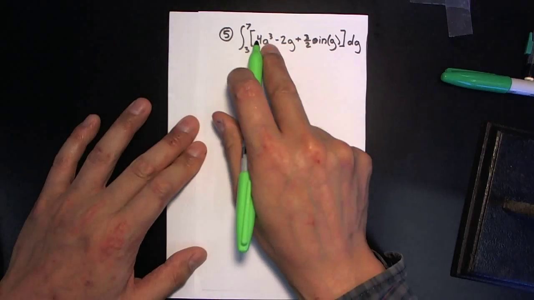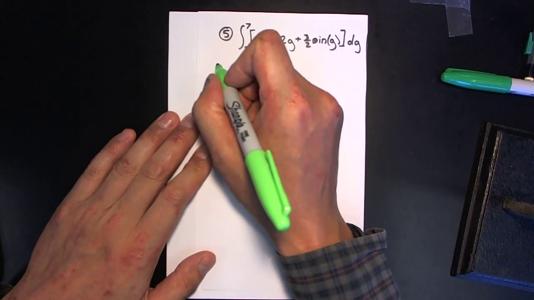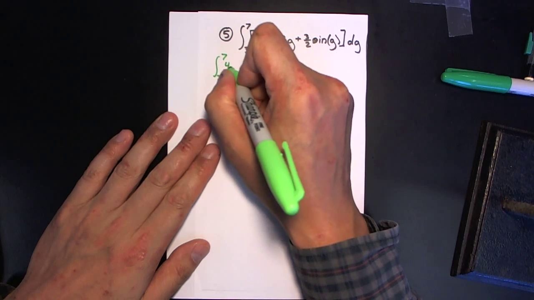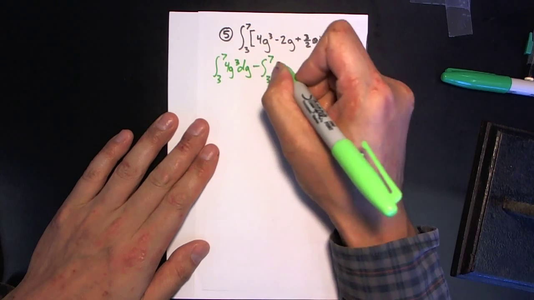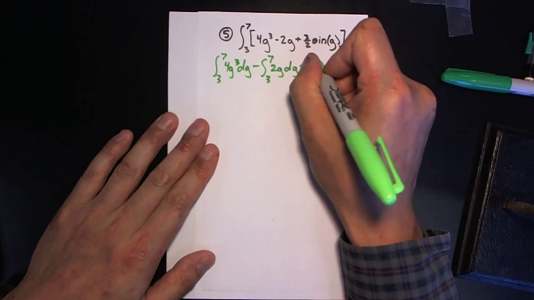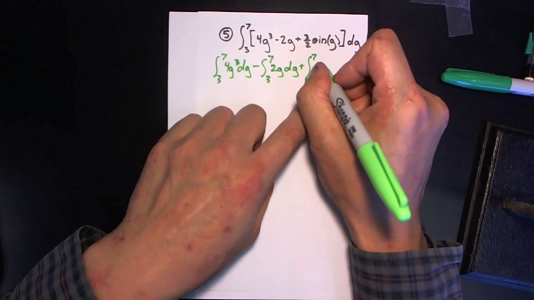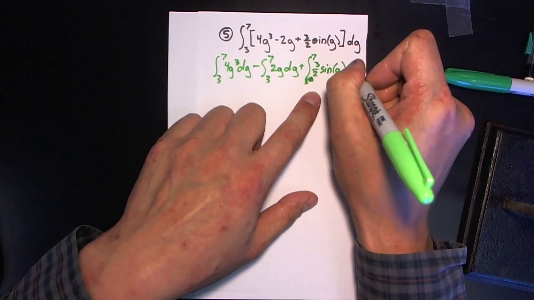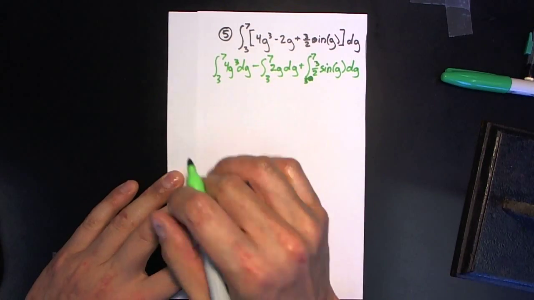Okay, so let's just go about it. First, we got stuff added or subtracted from each other. That means break it apart. In other words, distribute the integral. Okay, so now that we're done distributing the integral, we can take all the constants out.